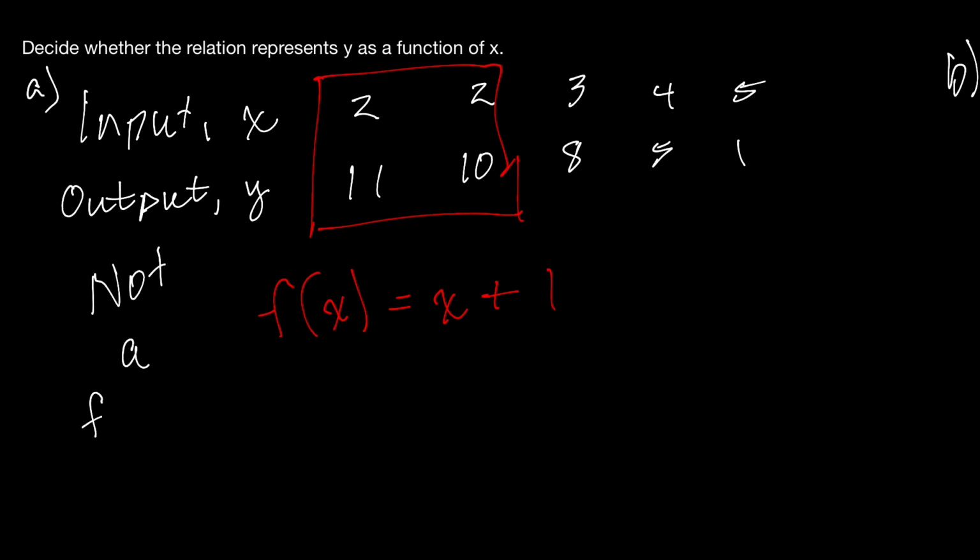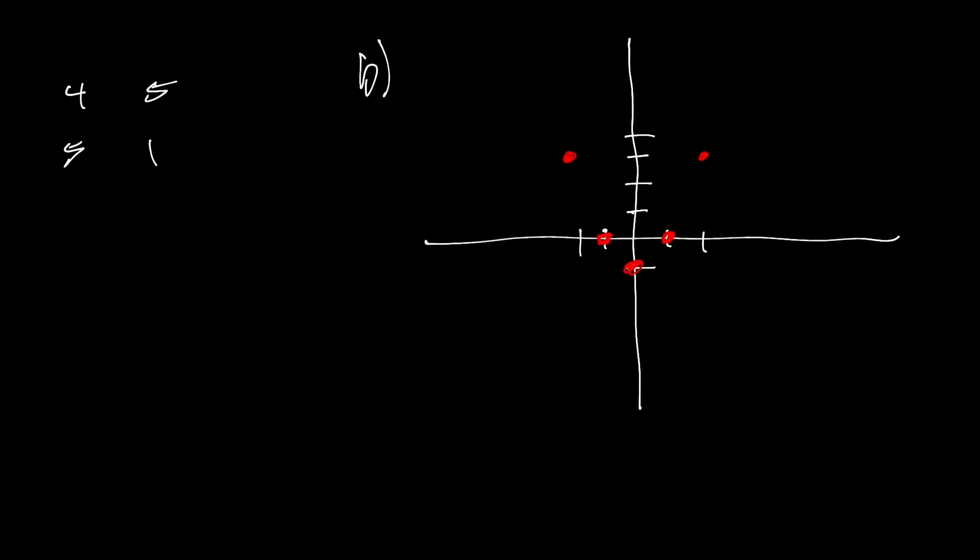All right, let's go look at part B. There's a little bit of a graph there. If you're following in your text, we're looking on page 17. So here is 0 mapping to -1. 1 maps to 0, -1 maps to 0, 2 maps to 3, -2 maps to 3. So every one of the x inputs has a unique y output. For that reason, we would say that yes, this is a function.